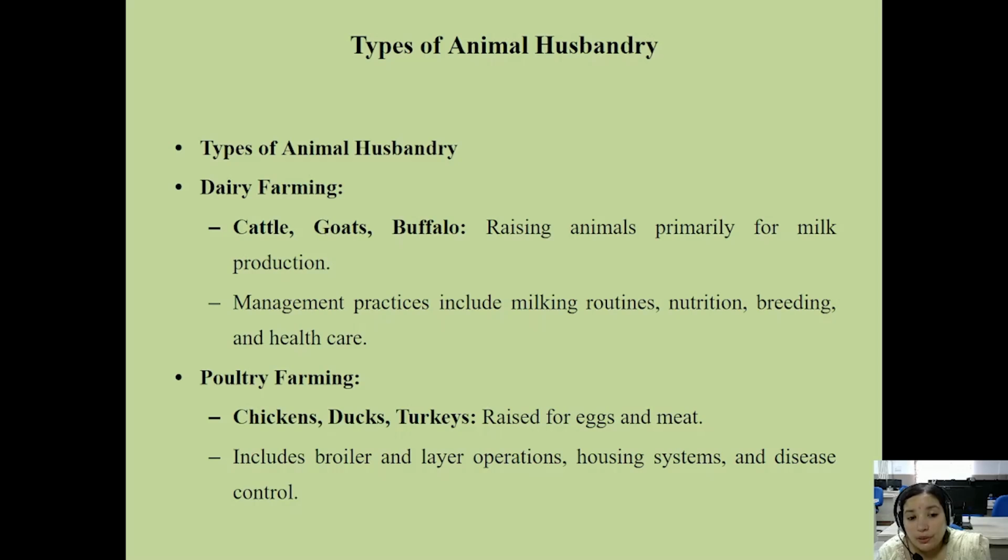Poultry farming: chickens, ducks and turkeys are raised for eggs and meat. It includes broiler and layer operations, housing systems, and disease control.